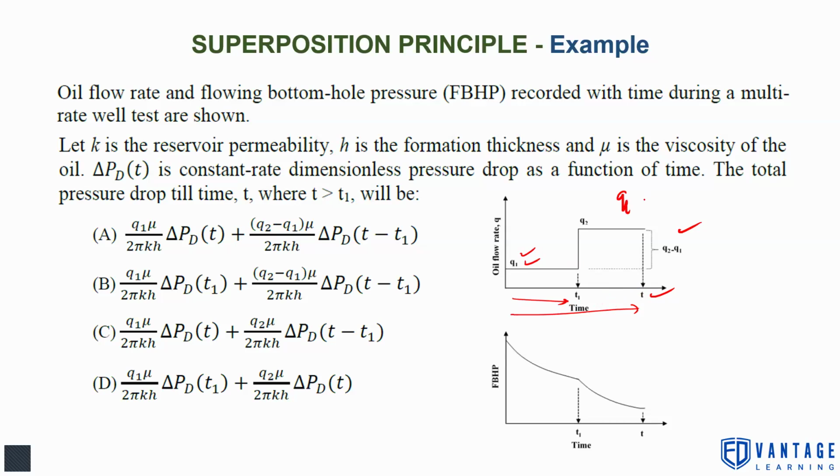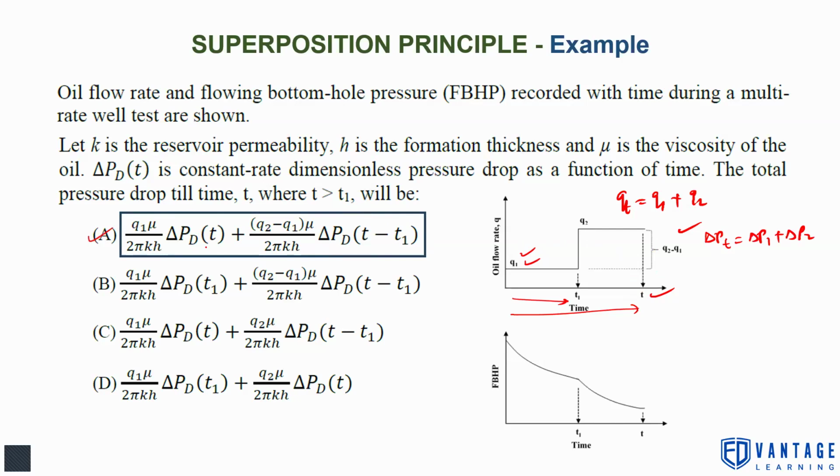So Q total would be Q1 plus Q2, that is known to us, and delta P total would be delta P1 plus delta P2. For delta P1, Q1 is your rate. For delta P2, your rate is Q2 minus Q1, so we get an incremental rate. The answer for this will be option A. For time t, it is Q1, and for time t minus t1, for this region, it will be Q2 minus Q1. It is the best example of the superposition principle that is used practically.